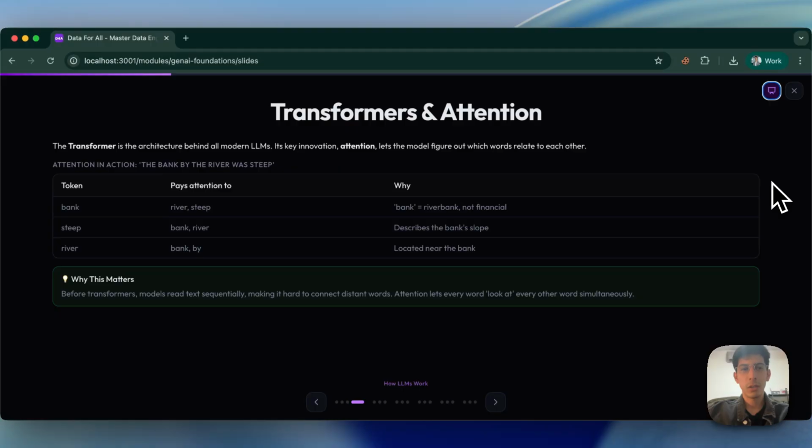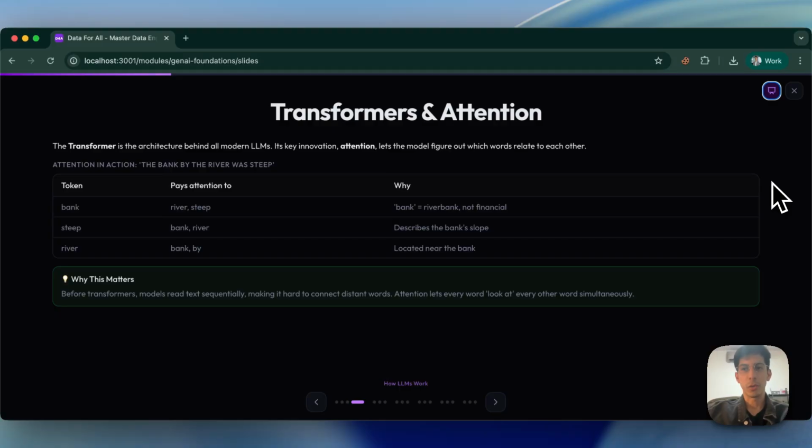Let's quickly touch on transformers and attention, because you will hear these terms a lot. The transformer is the architecture, the blueprint that all modern LLMs are built on. It was introduced in a famous 2017 paper called Attention Is All You Need. I will leave a link to the paper in the description below. Before transformers, models read text one word at a time, left to right, which was slow and made it hard to understand long passages. The key innovation is something called the attention mechanism.